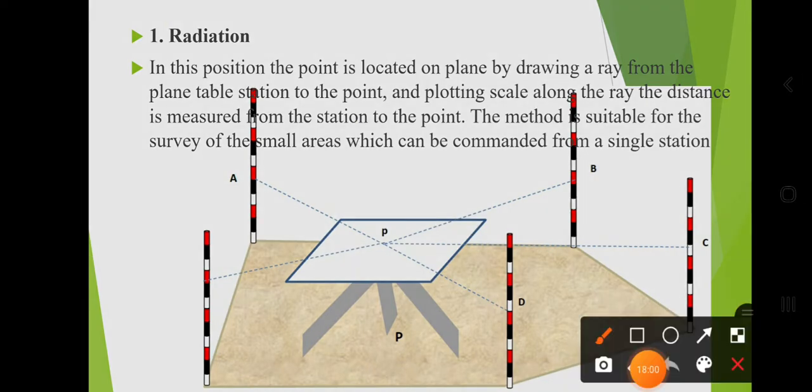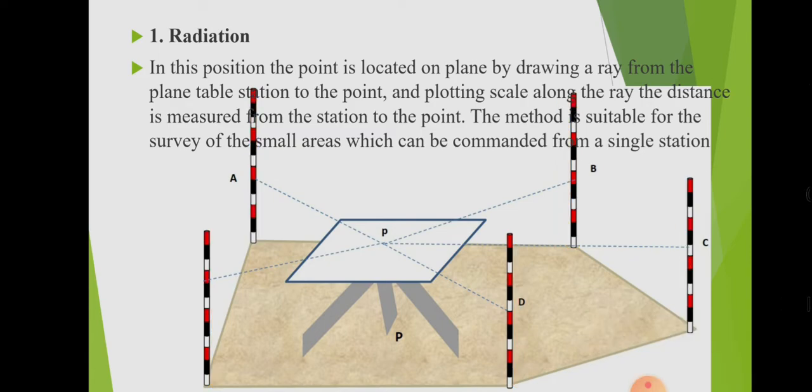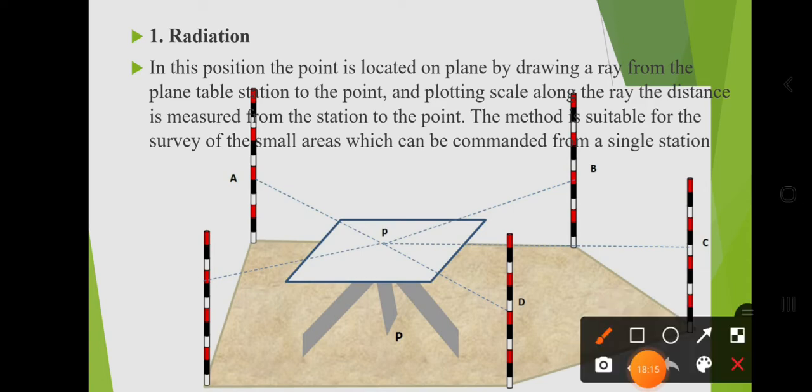And firstly, what we should do? We should fix the boundaries with the help of ranging rod. These are your main station or service station. We will fix the boundaries with the help of ranging rod. Last time we discussed ranging rod, what is the use of ranging rod. Ranging rod is used for marking the station.